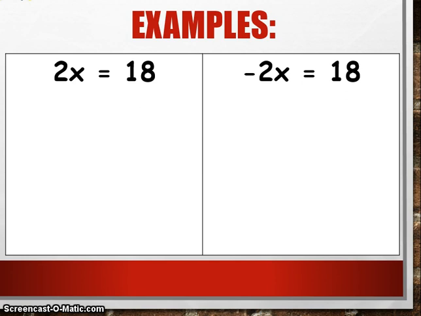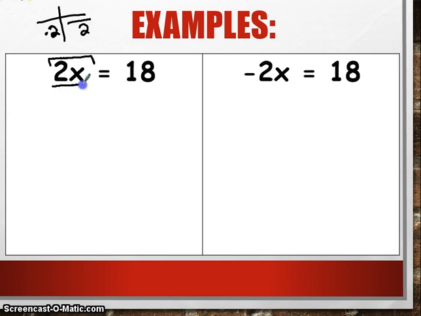Now let's look at two examples where multiplication is the operation acting on the variable. We are still taking the same steps. We're looking at the algebraic side, and we see our variable, which is x, and the operation acting upon it is times 2, and I know that because they're touching. So what is the opposite of timesing by 2? Well, the opposite of timesing by 2 is to divide by 2.